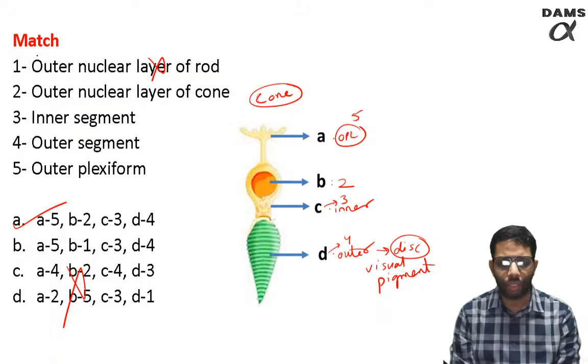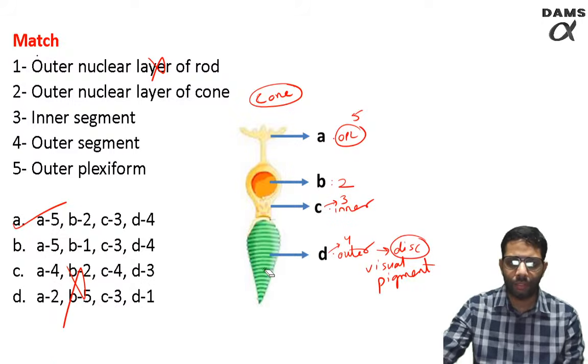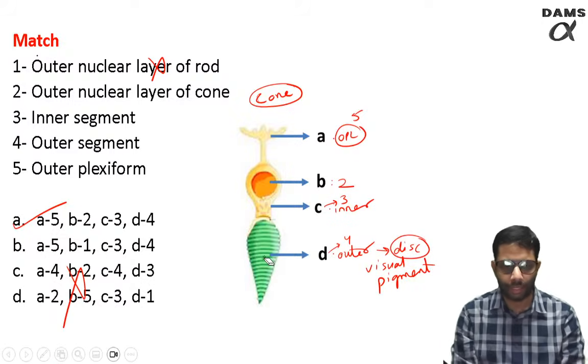Which segment of the rod and cone tells about the shape of the rod and cone? That is the outer segment, which contains the membrane discs, that is nothing but the visual pigments. Good answer.